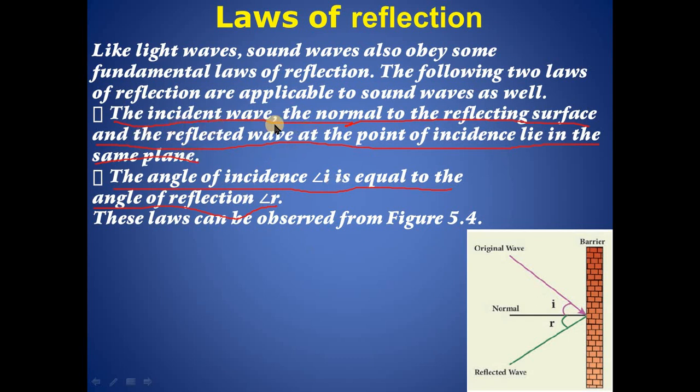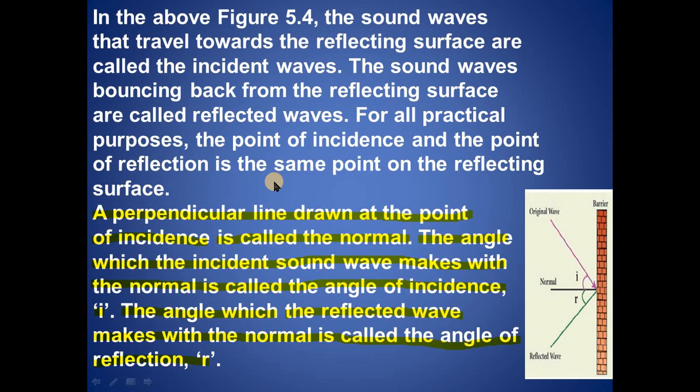Please note it down. The incident wave, the normal to the reflecting surface and the reflected wave at the point of incidence lie in the same plane. The second law is the angle of incidence is equal to the angle of reflection. This is also an important 2 mark question. Then the next important point: a perpendicular line drawn at the point of incidence is called the normal.